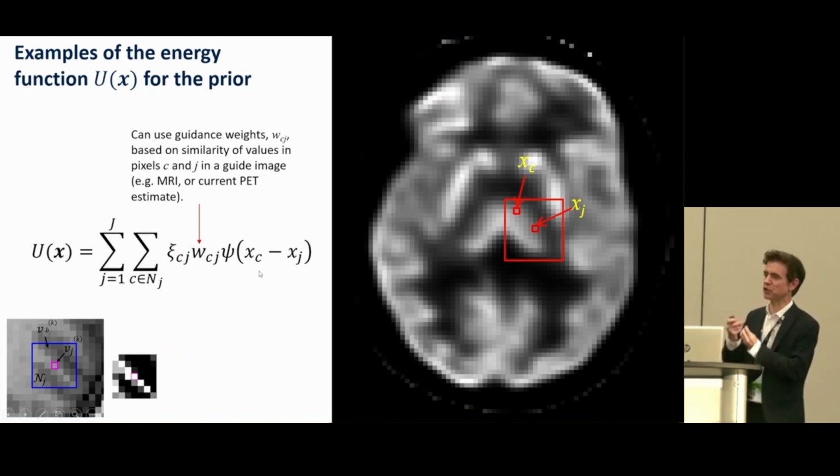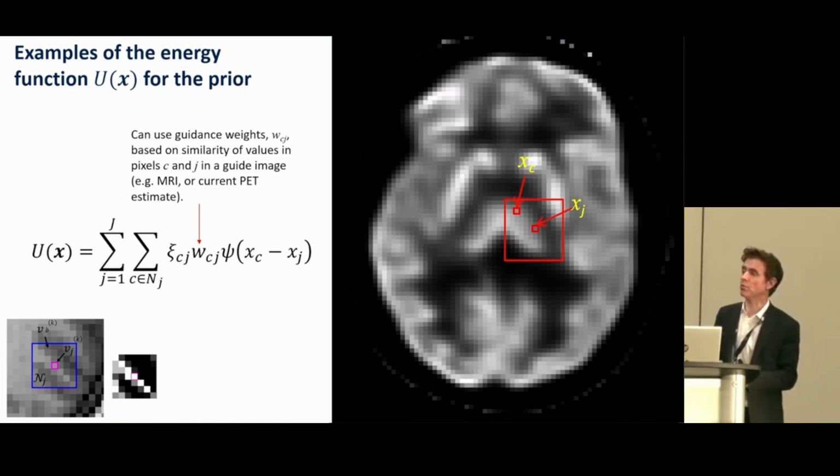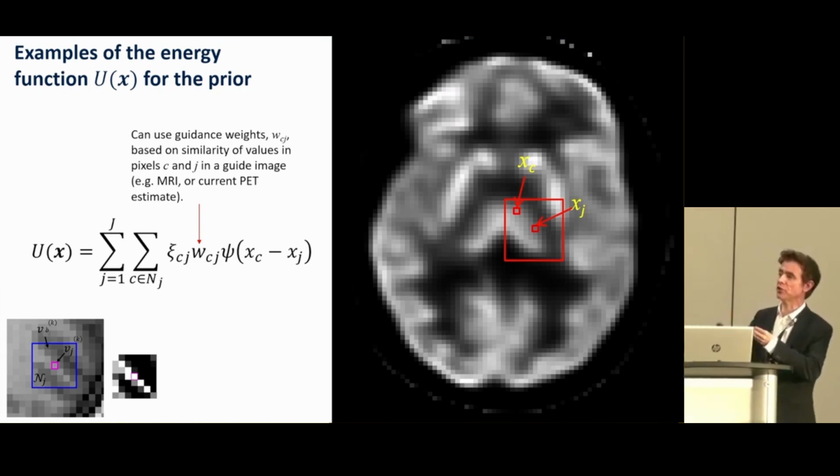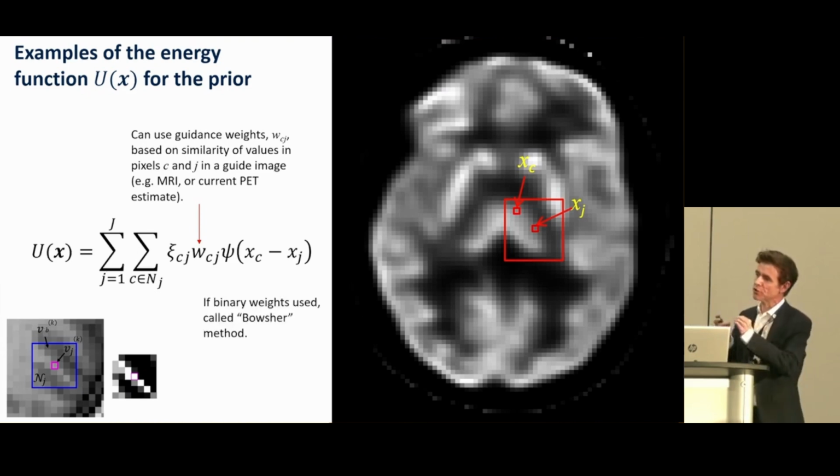And so we have this kind of edge-preserving smoothing, or rather we encourage images by having, we don't have such high energy. If there are differences across that boundary, then we don't have a high energy, and so we don't penalize those kinds of images. So it's effectively using MR to guide the regularization. Okay, and if those weights are binary, then that would often be called a Bowsher prior. I've shown kind of continuous weights in that bottom left example.